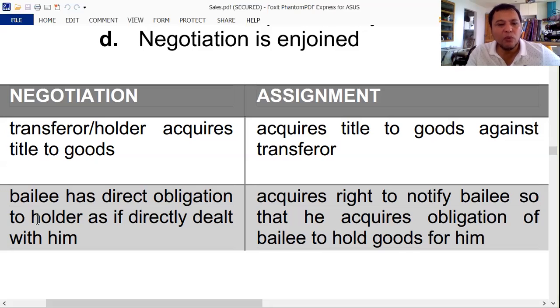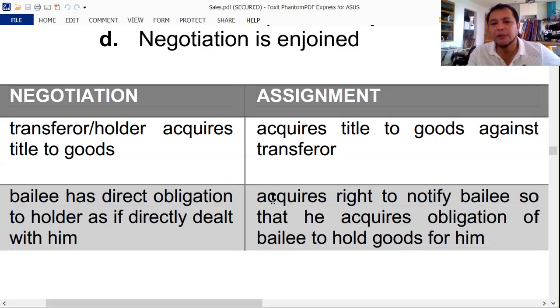And the second one, as far as the bailee is concerned, meaning the warehouseman, in negotiation, the bailee has direct obligation to the holder, as if it was directly dealt with him. So meaning the bailee, the warehouseman, cannot deny the right of the holder, as if the holder was the one who transacted it first with him. Or the bailor, he's the bailor, no? Because the parties in a warehouse receipt are the bailee and the bailor. So if it is negotiated by the bailor to another person, then this other person who now collects the goods from the bailee cannot be denied, because it is as if this person is the bailor.